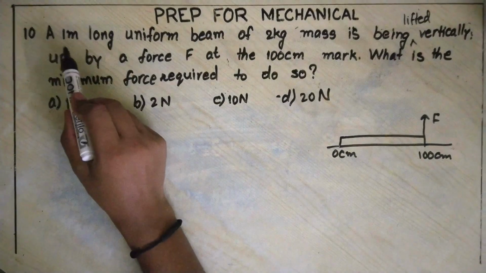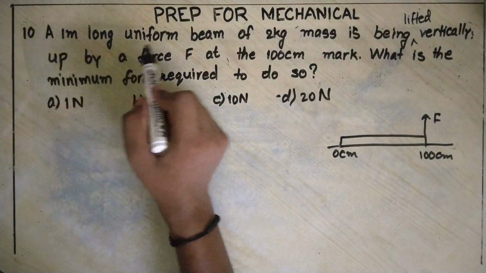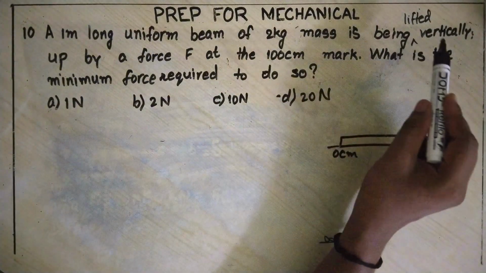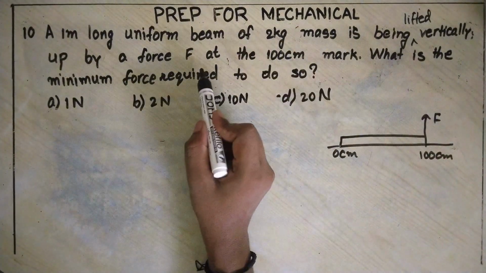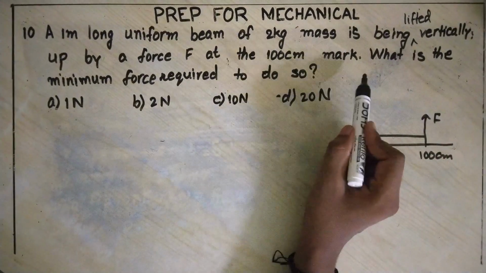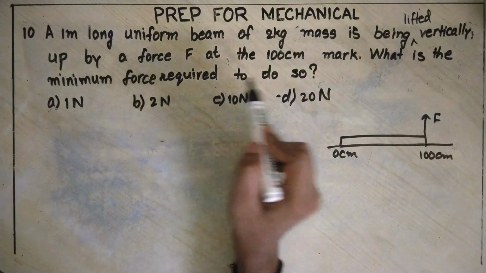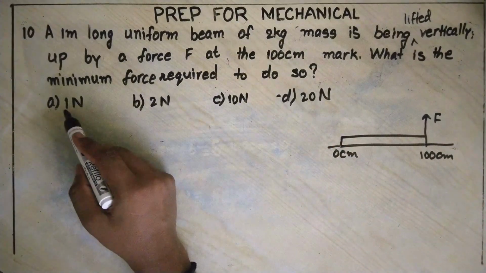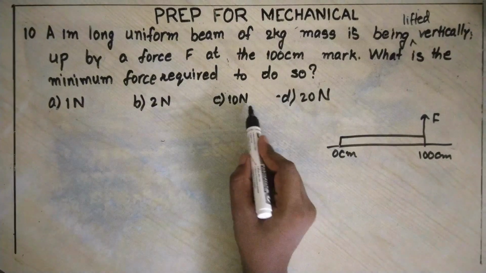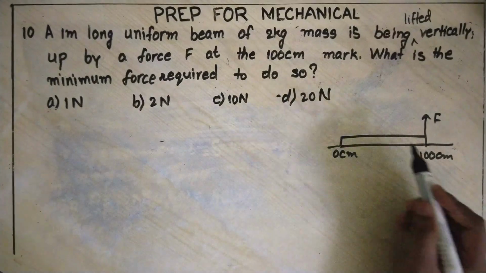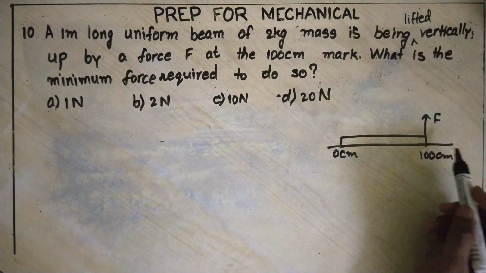Our last question for today is: a 1 meter long uniform beam of 2 kg mass is being lifted vertically up by a force F at the 100 cm mark. What is the minimum force required to do so? And the options are 1 Newton, 2 Newton, 10 Newton, 20 Newton. And the diagram is given here.